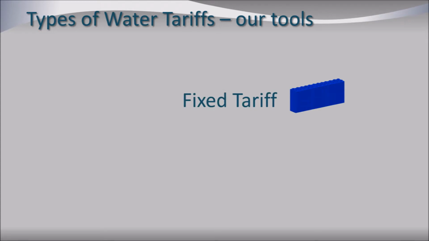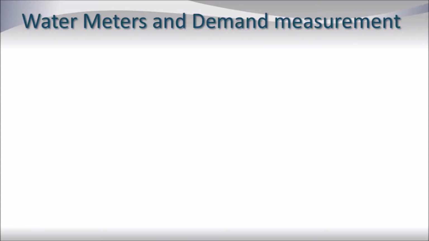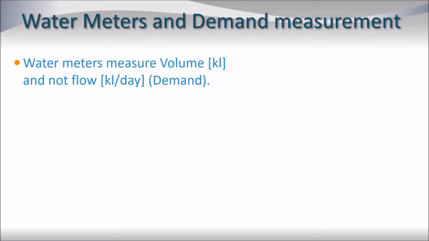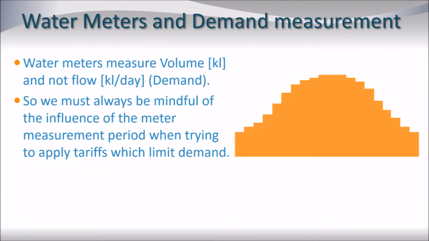Tariffs are the tools we use to influence consumption. There's fixed tariffs and block or step tariffs. We're going to look at both of them. We should note that water meters measure volume in kiloliters and not flow, which is kiloliters per day. We would regard that as demand. So we must always be mindful of the influence of the meter measurement period when trying to apply tariffs which limit demand.